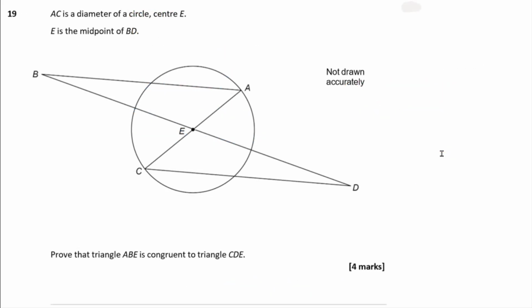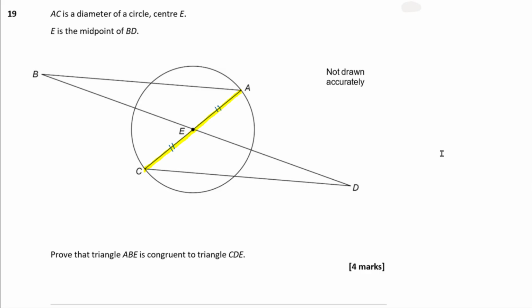Question 19. AC is the diameter of a circle, centre E. E is the midpoint of BD. Prove that the triangle ABE is congruent to the triangle CDE. Okay, so we know that AC is the diameter of the circle, so let's just mark that on. And we know that E is the centre of the circle, so I can say then that that length there is the same as that one.